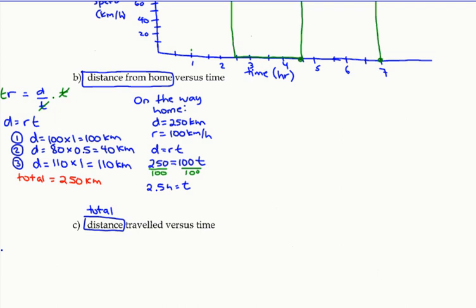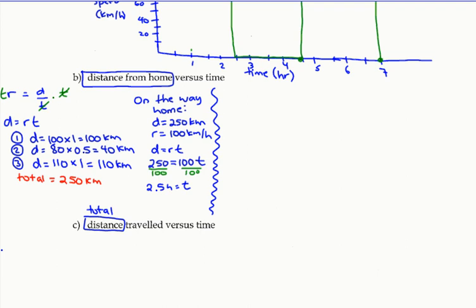Okay, so let's make our graph now. Hope you still have room. Now we're graphing distance from home versus time. How far does she get away from home? 250 kilometers. So we need to go all the way up to 250 kilometers. And how long is she gone? Well, now we know for sure it was 7 hours. There's that extra 2.5 hours to get home.